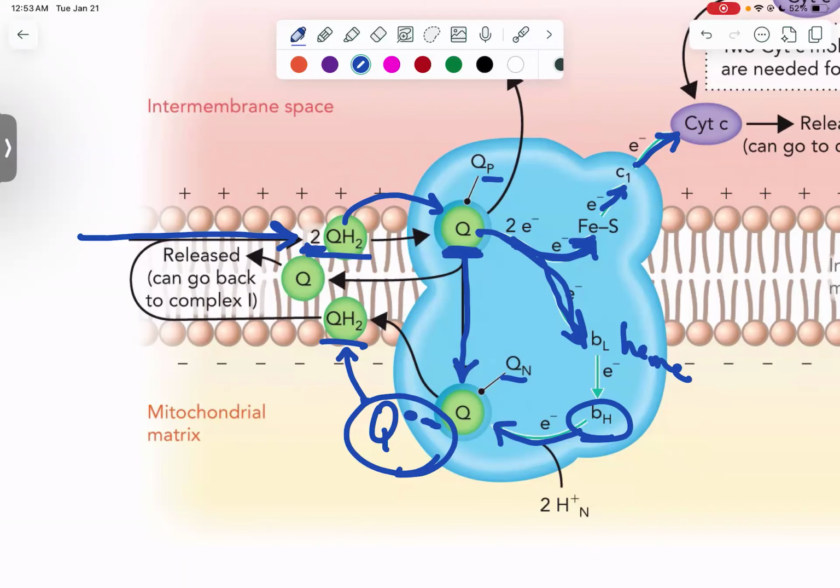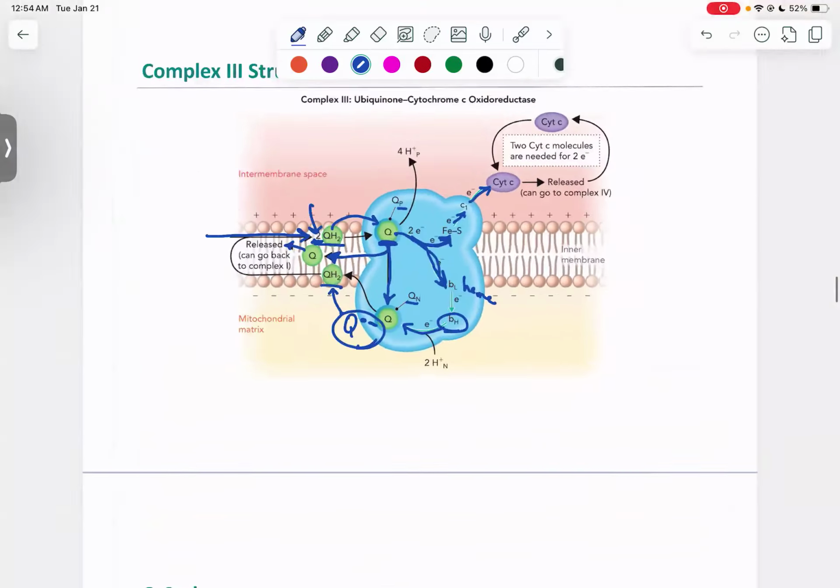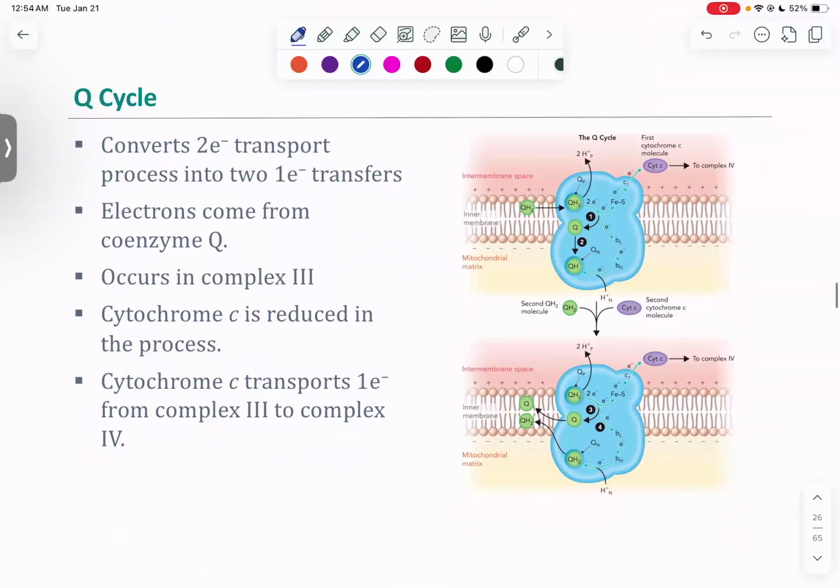Now, that second Q that dropped off its electron, it's in the Q form. So that Q gets released, it goes back and picks up more electrons at complex 2. So you just kind of have to remember that this 2 here really means that you have to go through the Q cycle kind of like twice. It's kind of weird. Okay. And we already talked about all that.